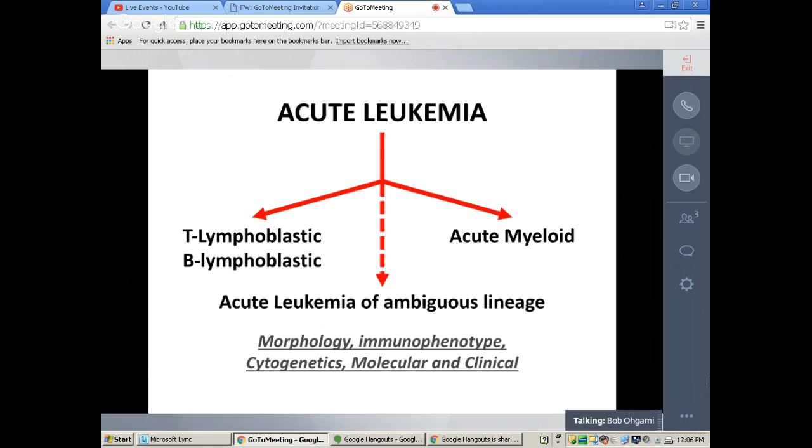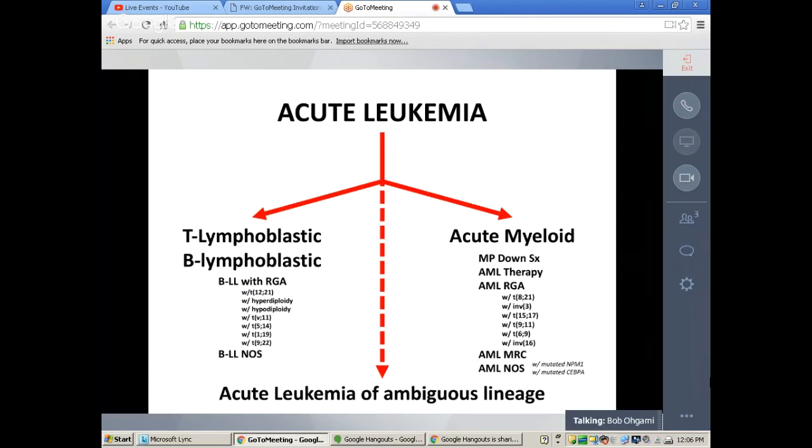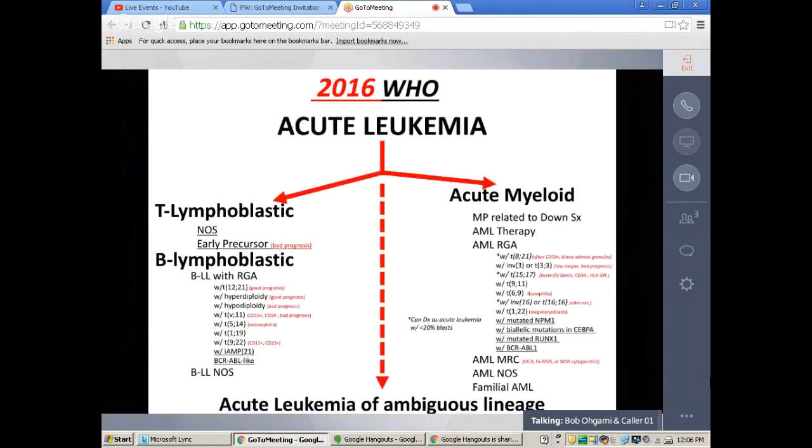The way that we classify acute leukemias is really using a combination of different modalities: morphology, phenotypes, genetics, molecular, and clinical information. This is how we understood the types of acute leukemias that we're dealing with according to the 2008 WHO. But as we're all aware, there's actually a new 2016 WHO for the classification of acute leukemias.